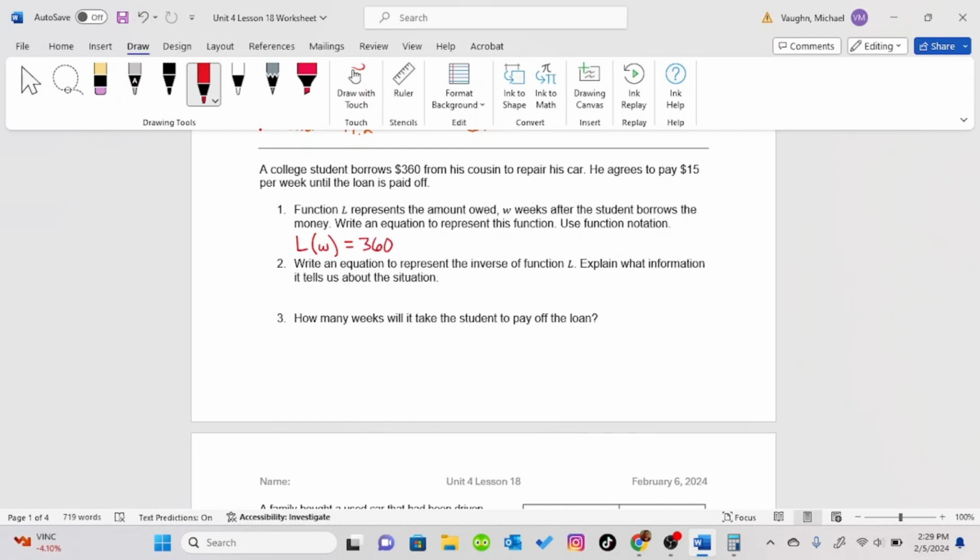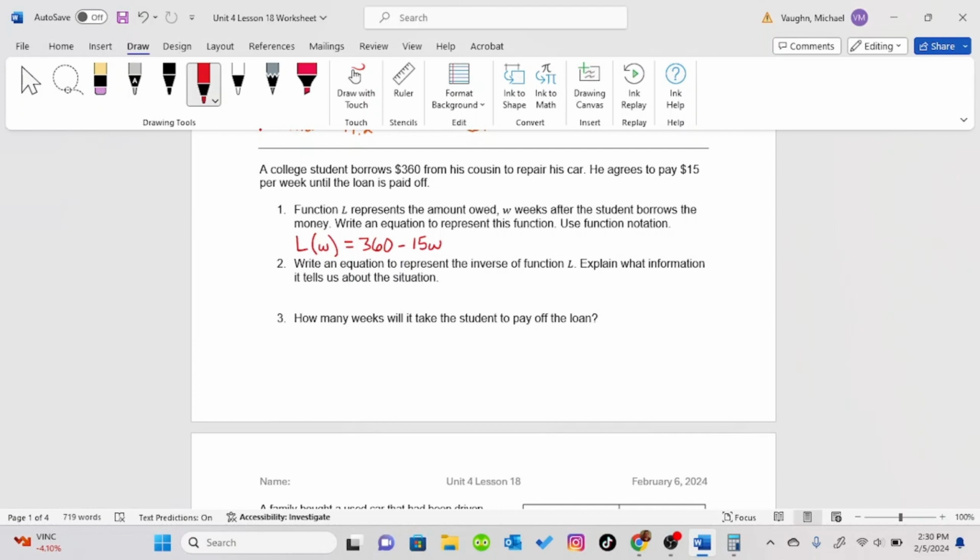So we can write 360 minus 15W. So the 360 is the original amount borrowed. We're taking the number of weeks after the money was borrowed. We're multiplying that by $15 per week. And we're subtracting that amount that has been repaid from the amount that was owed. And that will tell us how much money is currently owed.